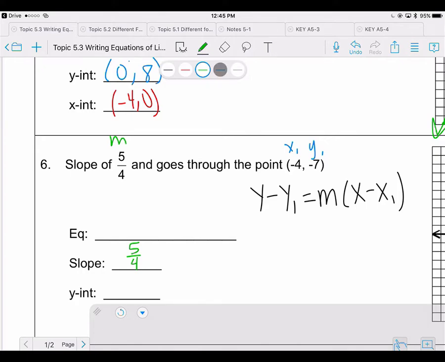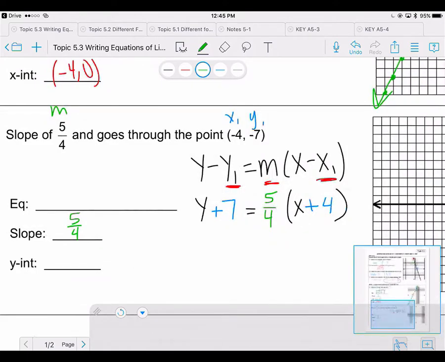Remember that point there is not my y-intercept. When I plug in, I plug into y1, m, and x1. When I plug in, my point becomes the opposite. So the -4 and the -7 are going to turn into a +7 and a +4 because there's already minus signs in my equation. And then my slope is 5/4.